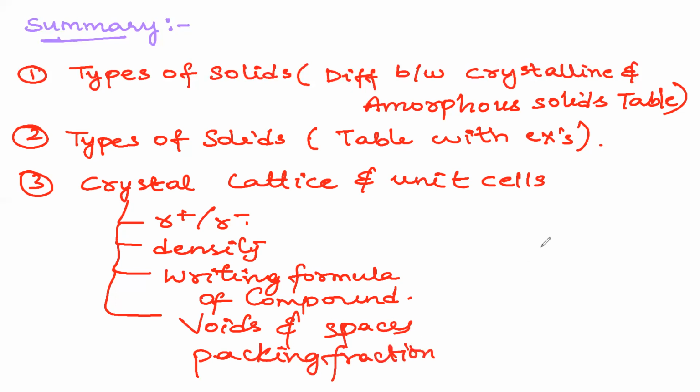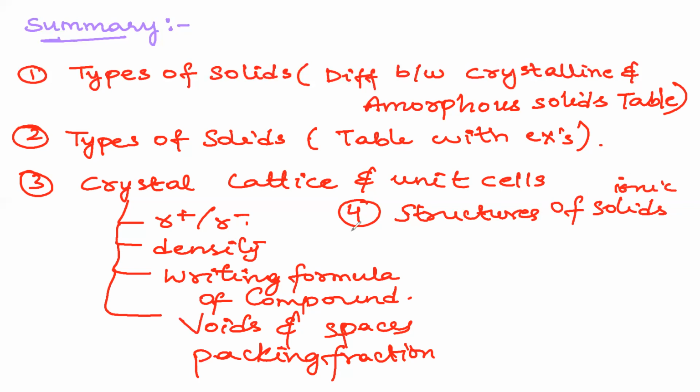So definitely you'll get questions from these areas. And next, the fourth important area we have done already, that is structures of ionic solids. Structures of ionic solids also is most important. We have done all the types of structures, for example NaCl type, AB type, AB2 type, fluorite type, wurtzite type structure, spinel structure. All these structures have been given in the table clearly.